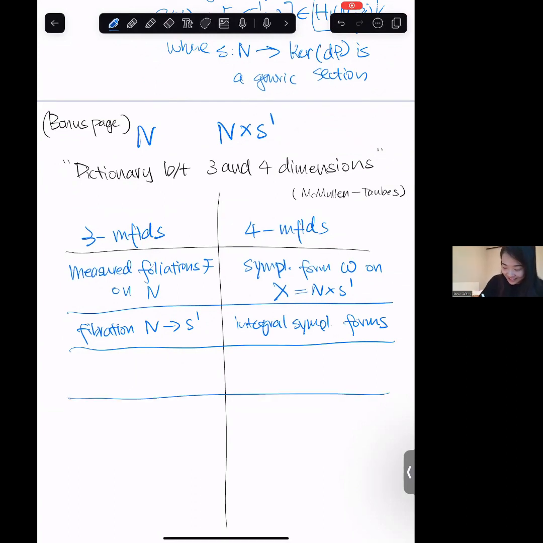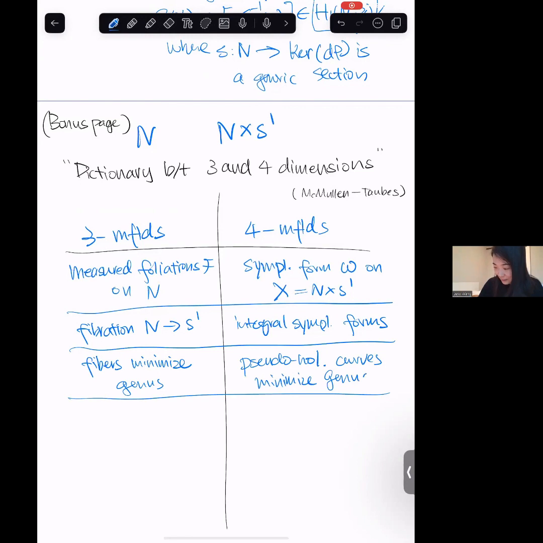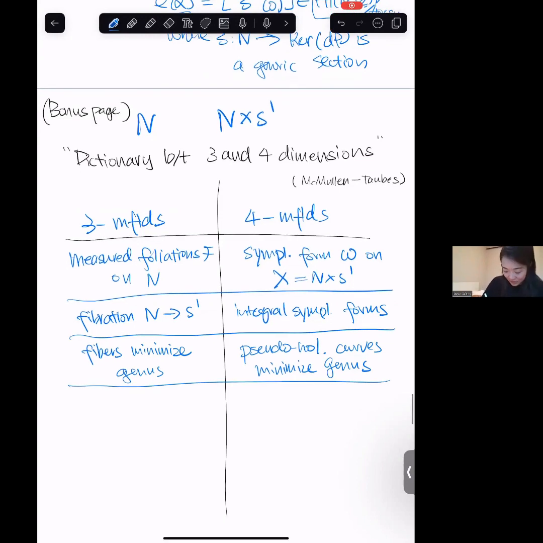And in 3-manifolds, you know that fibers of fibrations minimize genus. We're not using it here because we're not using pseudo-holomorphic curves, but it's just for reference that pseudo-holomorphic curves minimize genus as well. And here is what we use: on 3-manifolds, we can consider Euler classes of your fibration, and on the 4-manifold, those correspond to Chern classes.